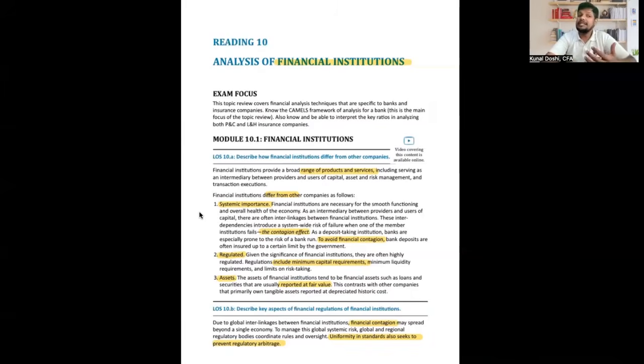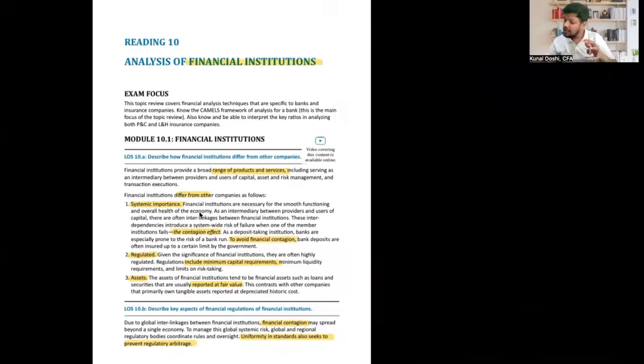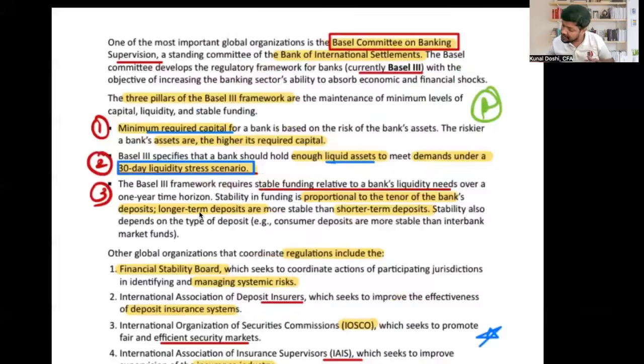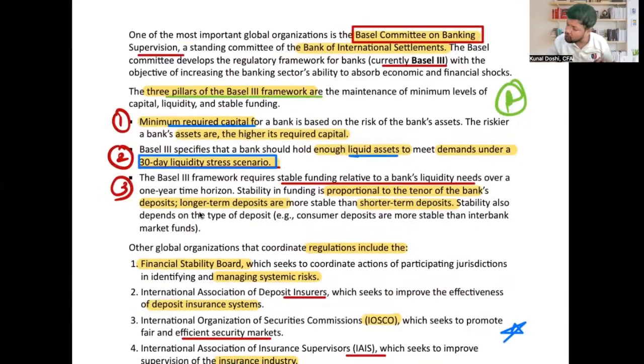Okay, financial institutions, remember, they affect the entire economy. Especially we are going to focus here on the banks, which are highly regulated. Banks or insurance companies, they are highly regulated. Therefore, there is a global norm with regard to the minimum that they should maintain. That minimum required capital is decided by the Basel norms. As of now, we are under the Basel III norms, which require minimum levels of capital, liquidity, and stable funding. This is very, very crucial from your exam point of view.